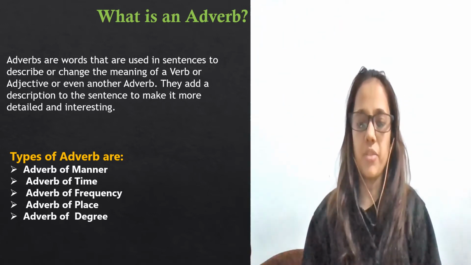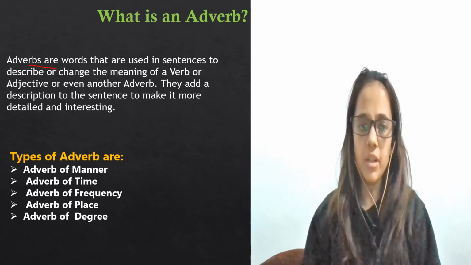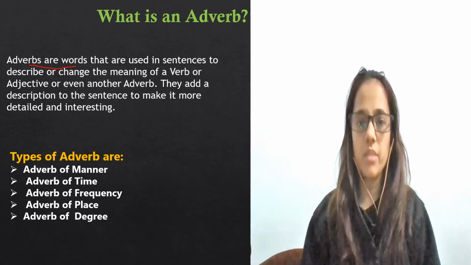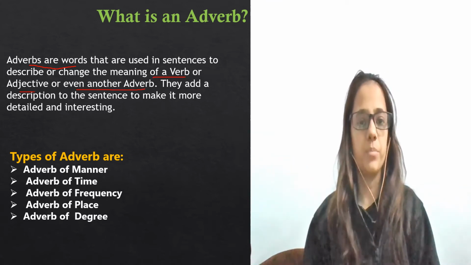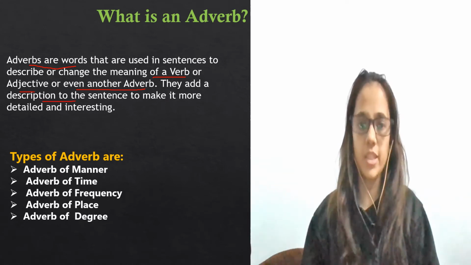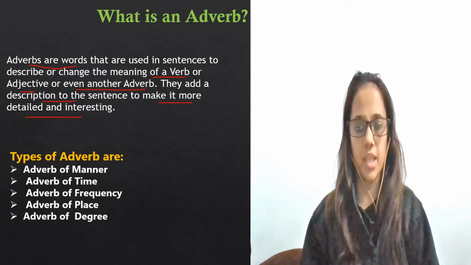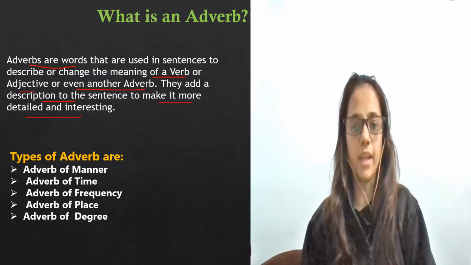Now let's see the definition as well. What is an adverb? Adverbs are the words that are used in a sentence to describe or change the meaning of a verb or adjective or even another adverb. They add a description, as I said, to the sentence to make it more detailed and interesting. Now there are types of adverbs which we will be learning one by one.